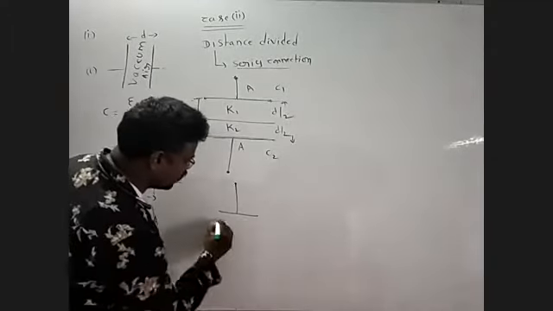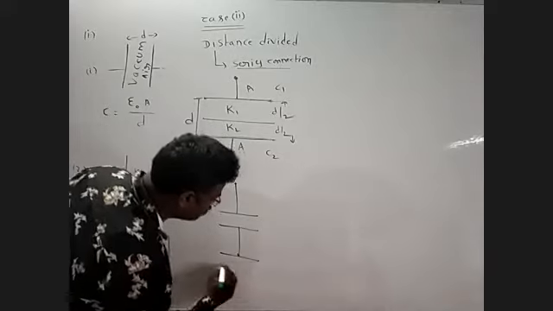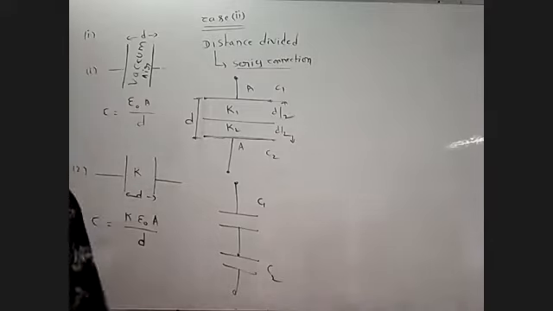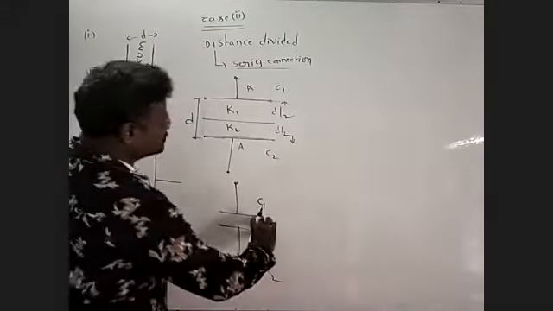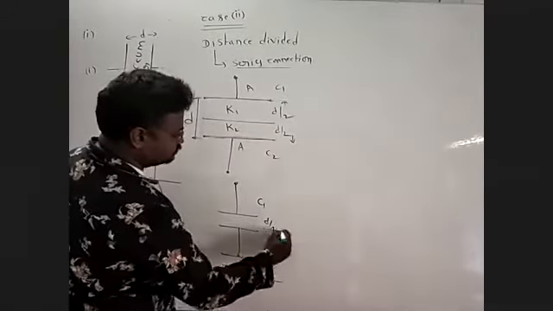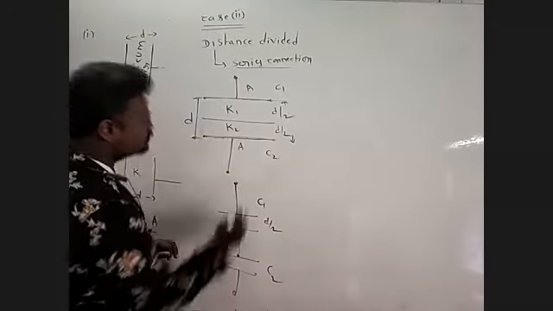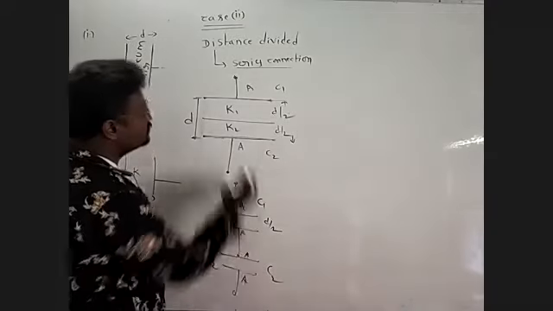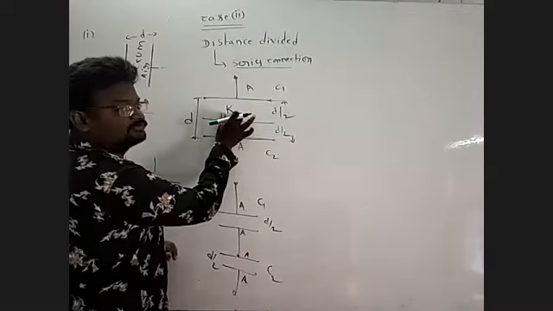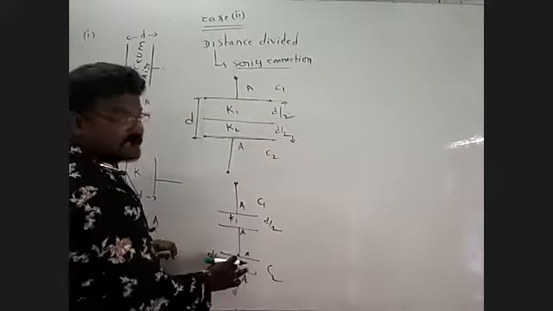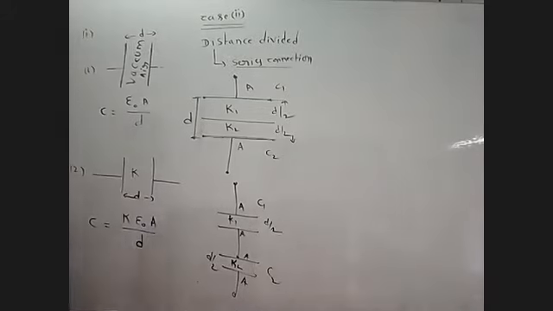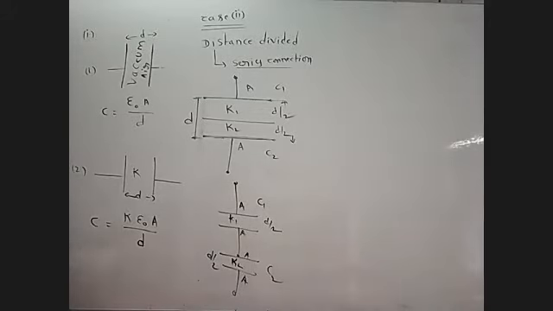This is capacitor number 1, C1, and this is capacitor number 2, C2. What is the distance between these two plates? This is D by 2, and this is also D by 2. What is the cross section area of the plate? A, and for this one also A. This gap is filled with K1 and this gap is filled with K2. Two capacitors are in series connection.